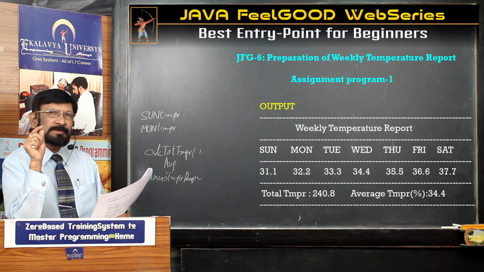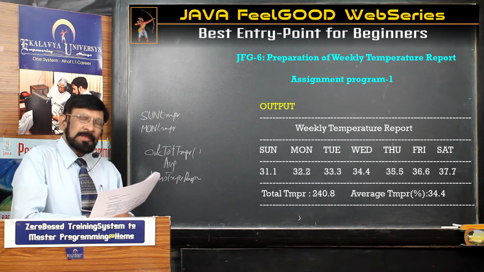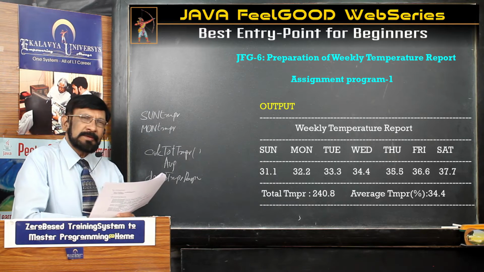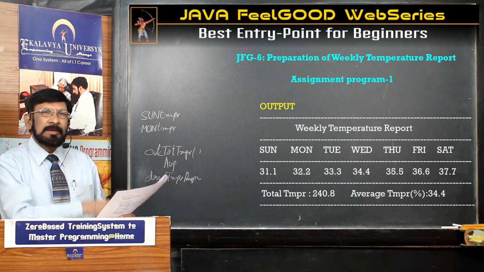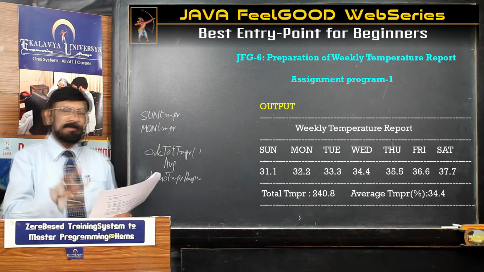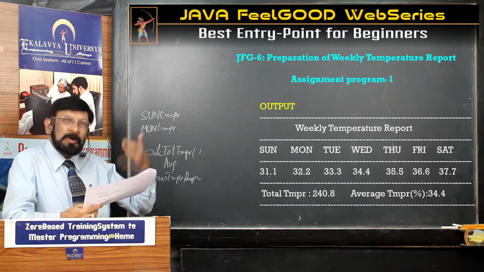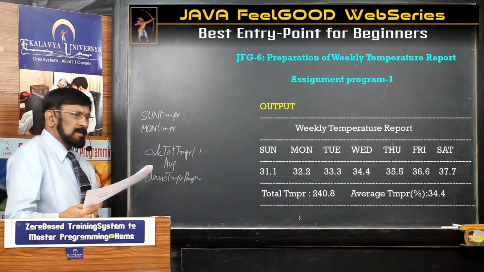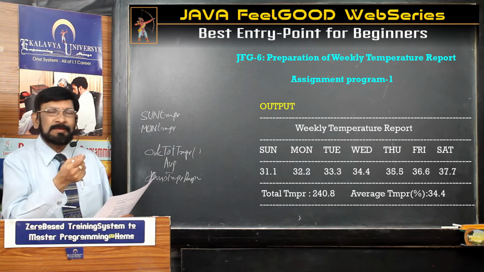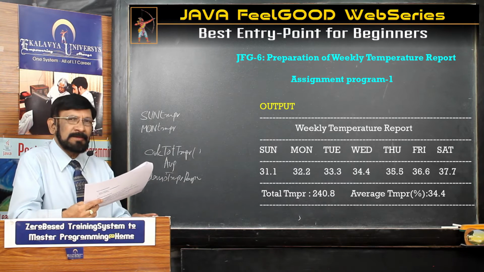Obviously the return type is float. Thereafter, you have to calculate average temperature. Average temperature means how you calculate: total temperature by 7. In this average temperature method, you call the total temperature method and divide by 7. Obviously you get the average temperature, which you return.